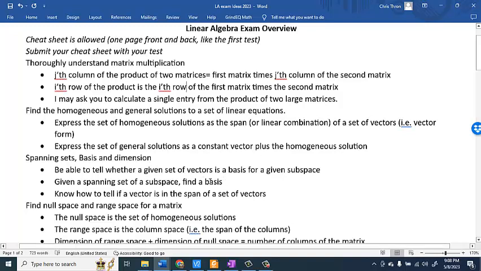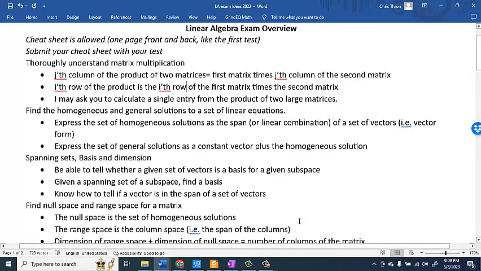Remember that a basis is a minimal spanning set. You can't take any vector out of the basis and still have it span. On the other hand, it's a maximal linearly independent set. If you add any vector to a basis, it cannot be linearly independent anymore. So know how to tell if a vector is in the span of a set of vectors. Basically, you're going to solve an inhomogeneous vector equation.